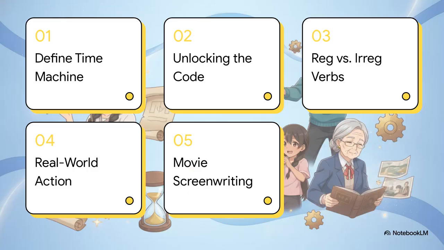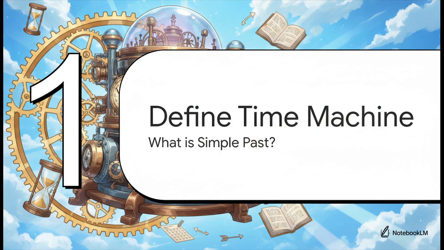So here is our roadmap for today. 1. Defining the time machine. 2. Unlocking the code. 3. Regular versus irregular verbs. 4. Real-world action. And finally, 5. Blockbuster screenwriting. All right, Section 1.